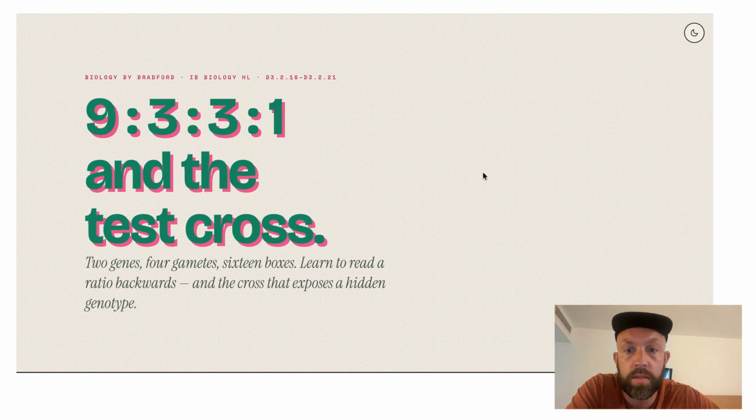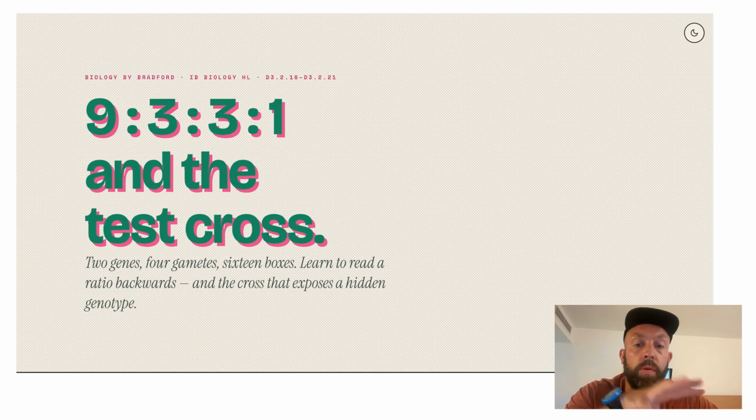Hey, so in today's lesson, we're going to look at dihybrid crosses, 9:3:3:1 and the test cross. This is part of the higher level IB curriculum. We will focus just on dihybrid crosses today, and then I'll make a follow-up video looking at linked genes and how that works with chi-squared.